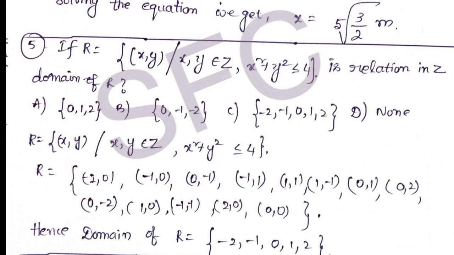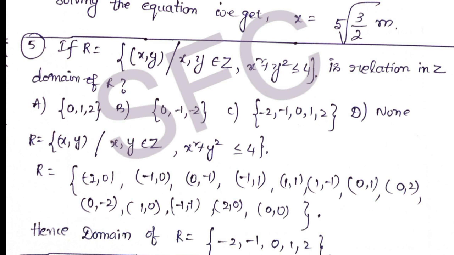Before finding the domain of the given relation, we should think of the given condition: x square plus y square is less than or equal to 4. That means if you put 2 as one of the terms, x or y, the other term should be 0. Whether it is plus 2 or minus 2, the terms are in even power.